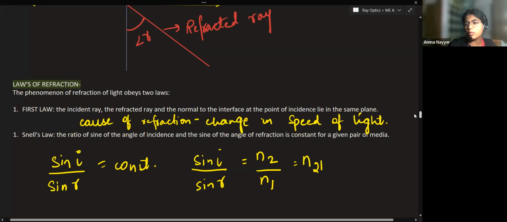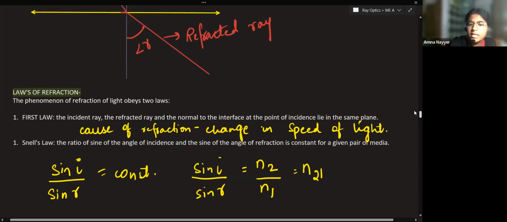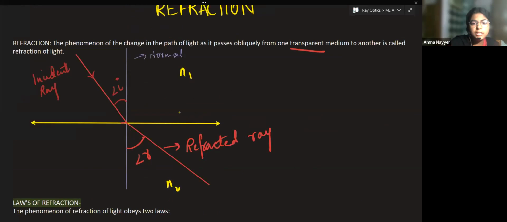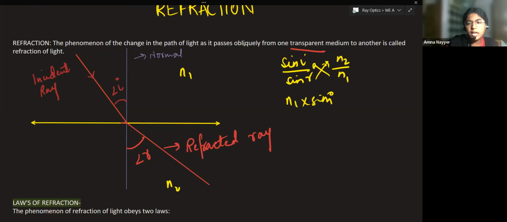And the best way is what I have told you just now: take the refractive index of the medium and multiply it with sine i. Why? See, sine i by sine r is N2 by N1. Let's say this is N1, this is N2. What did I write? Sine i by sine r is N2 by N1, right? If you cross multiply it, N1 into sine i is equal to N2 into sine r. That's what I was telling you.